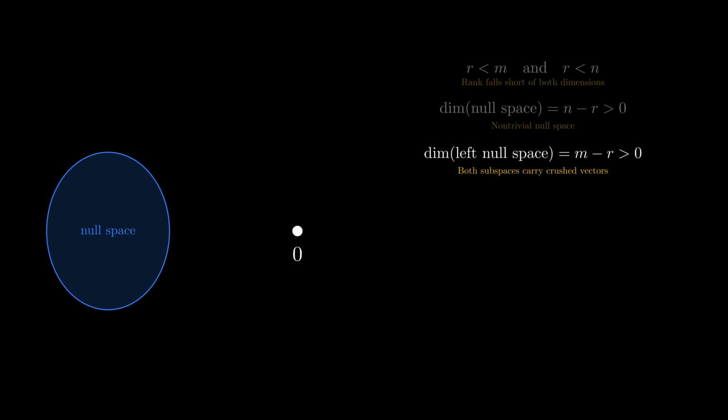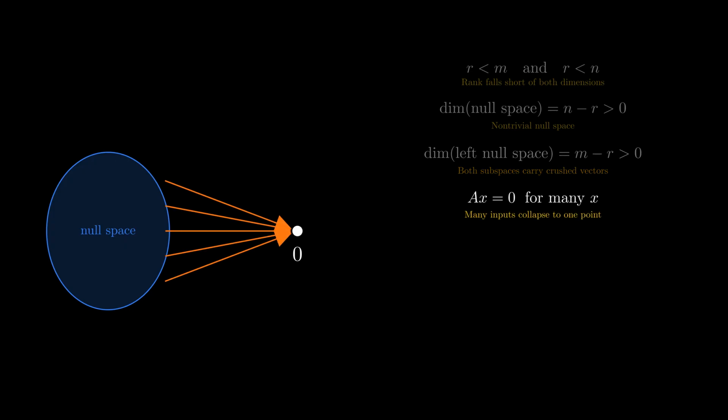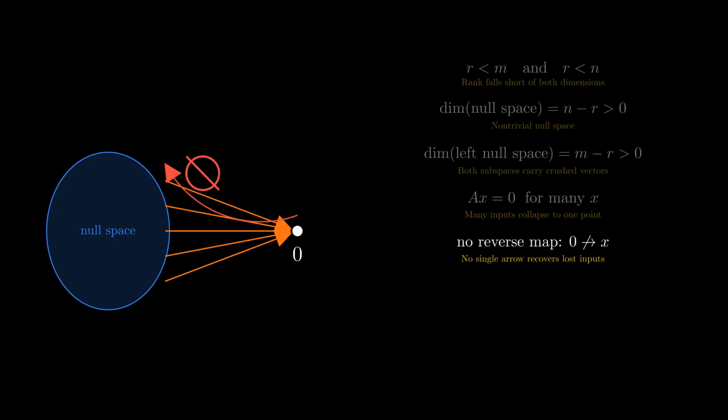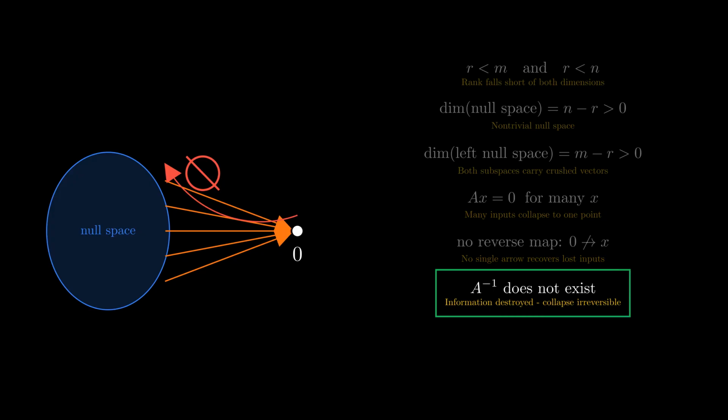A null space is a set of vectors crushed to 0. Once a vector becomes 0, you can't recover where it came from. Many different inputs all collapse to a single point, and no reverse arrow can untangle them afterward. This is the precise reason an ordinary inverse fails. The information has been destroyed.